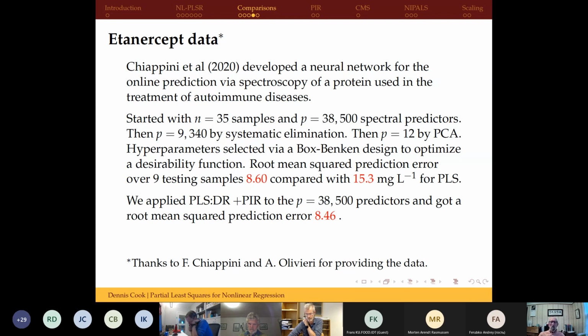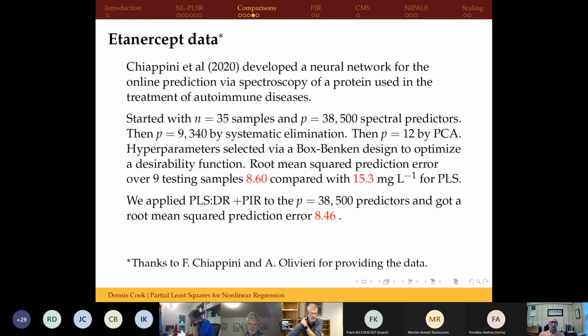Now, when all was said and done, when they had their methodology set, their root mean squared prediction error over 9 testing samples was 8.6 compared with 15.3 for standard off-the-shelf PLS. So they almost cut the prediction error in half. Now, what did we do?